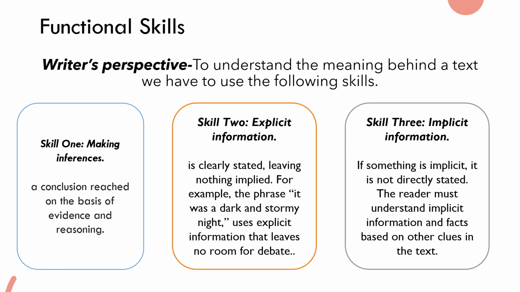And skill 3, the final one, is implicit information. If something is implicit, it's not directly stated, the reader must understand the implicit information and facts based on other clues in the text. The actual word implicit comes from the word implied, and that often means that we need to read between the lines and think about the broader context surrounding the information that we've just read. Again, this is really important for functional skills, but specifically these are the key skills that you'll be learning to develop and build upon when you go on to study GCSE as well.